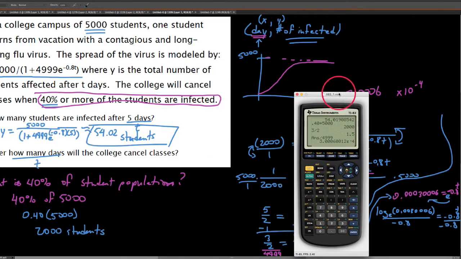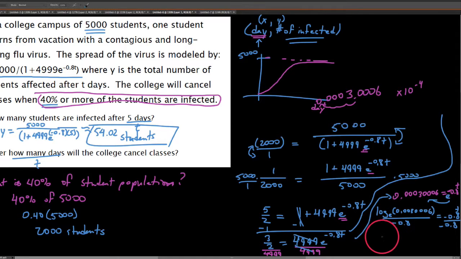Okay, so we had scientific notation. I was wondering why it wasn't 3.006 because we had times 10 to the negative 4. So we're going to take now our ln of our answer. Remember, your ln key is behind your negative key here. ln of our answer, and we're going to divide that in parentheses by negative 0.8, and this should give us the time. Now the time would be about 10.14. So we have time is approximately 10.14.